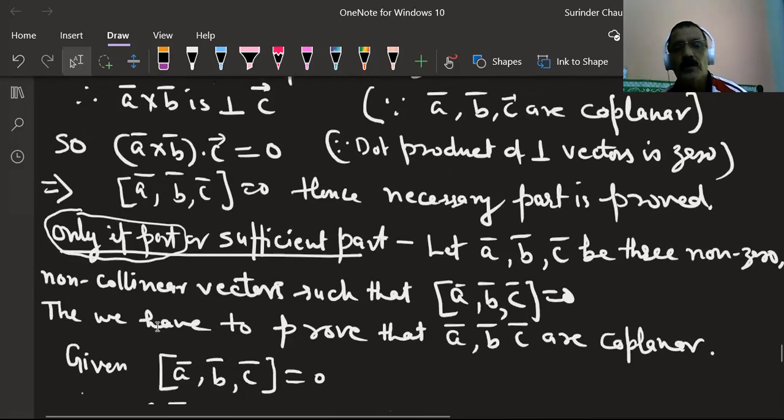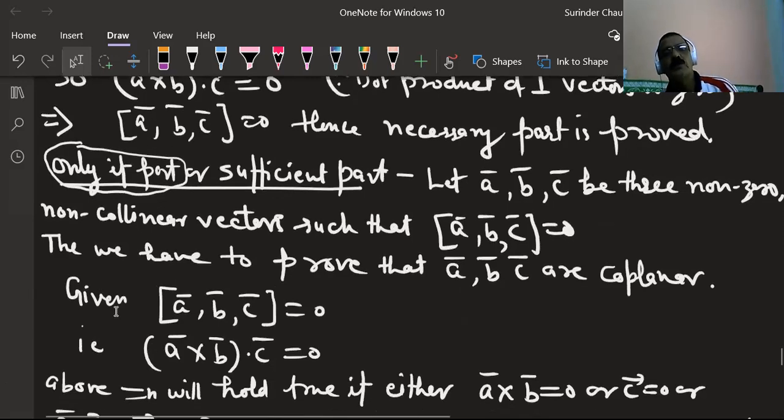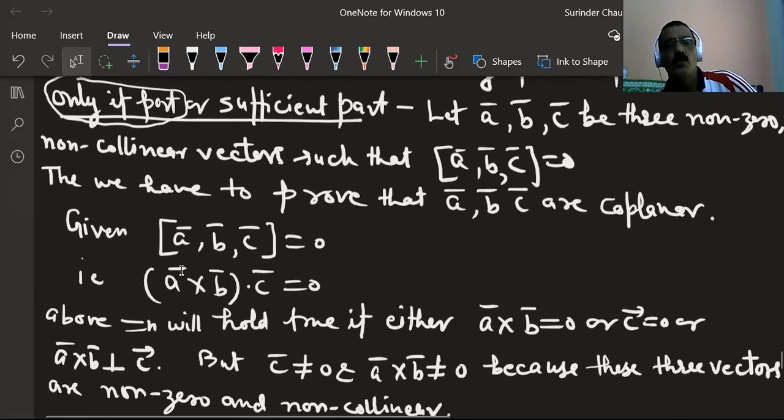Now the sufficient part. Let ABC be three vectors that are non-zero and non-collinear, and such that their triple product is 0. Now we will show that they are coplanar. Given: the scalar product of the three vectors is 0 and the vectors are non-zero and non-collinear. So this equals 0 implies, by definition, A cross B dot C equals 0.